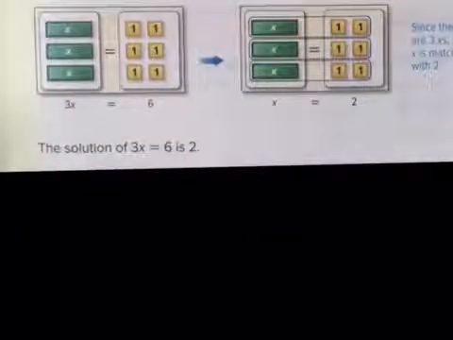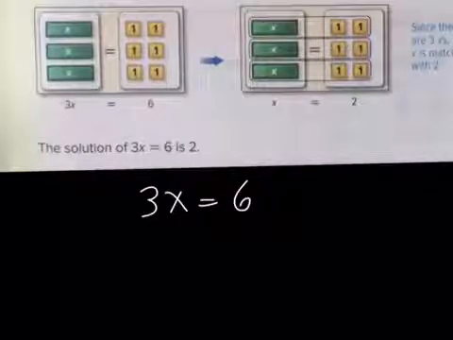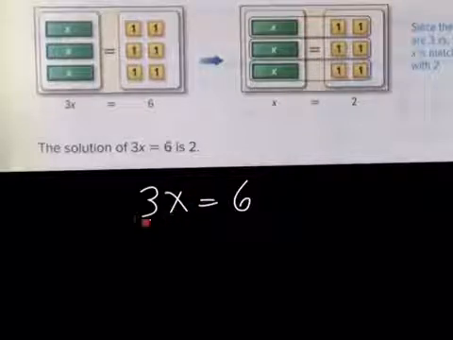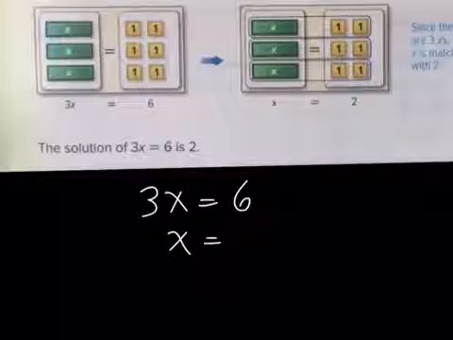Now there's a different way to do this, and I'm sure you remember from previous lessons where we isolate the variable and invert the operation. For example, if I have 3x equals 6, I want to isolate my x. And you understand that over here I'm multiplying. I'm actually multiplying 3 times x, right? So if I want to isolate this variable, I'm going to write it as x equals 6.